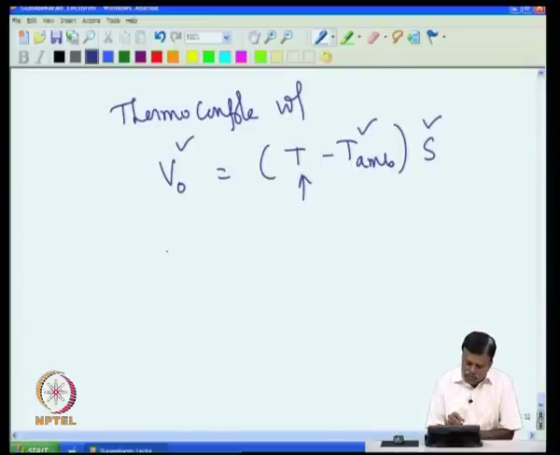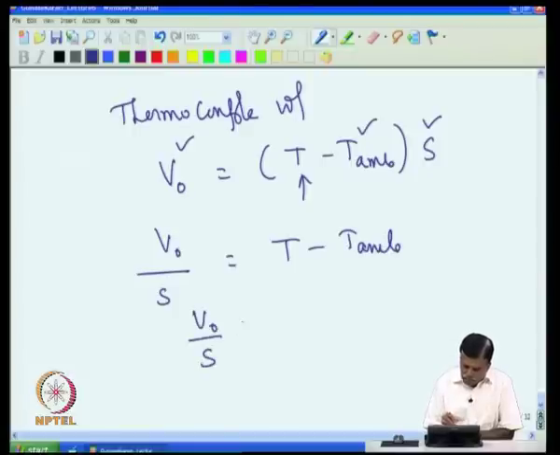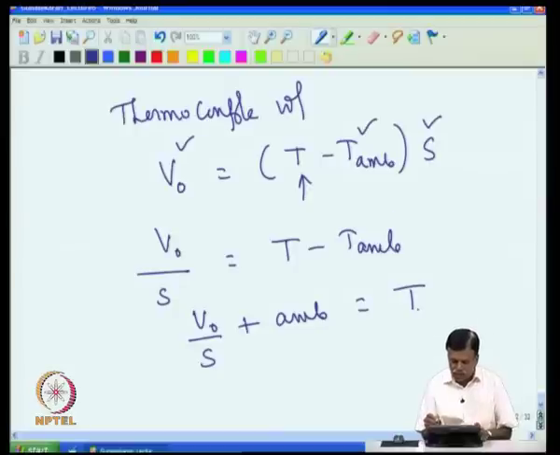So, normally the output voltage divided by the sensitivity gives you T minus T ambient, and T ambient is known. So, V0 by S plus T ambient gives me the actual temperature of the junction, the actual temperature to be measured. So, we measure ambient temperature separately and add it to the output voltage given by the thermocouple, of course considering the sensitivity, then you will get the actual temperature. So, this is what is to be done.